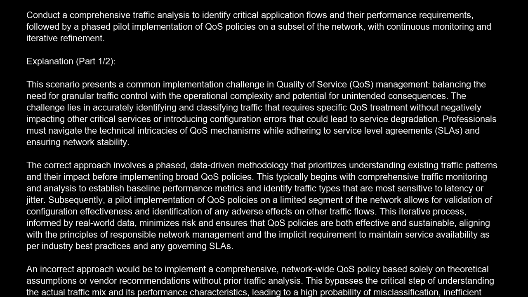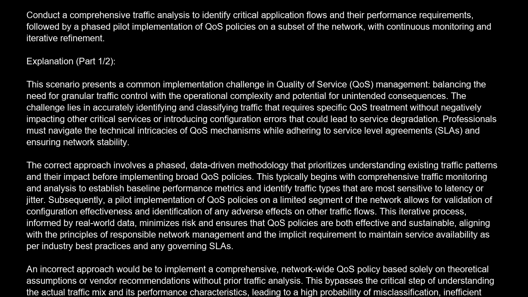The correct approach involves a phased, data-driven methodology that prioritizes understanding existing traffic patterns and their impact before implementing broad QoS policies. This typically begins with comprehensive traffic monitoring and analysis to establish baseline performance metrics and identify traffic types that are most sensitive to latency or jitter. Subsequently, a pilot implementation of QoS policies on a limited segment of the network allows for validation of configuration effectiveness and identification of any adverse effects on other traffic flows.